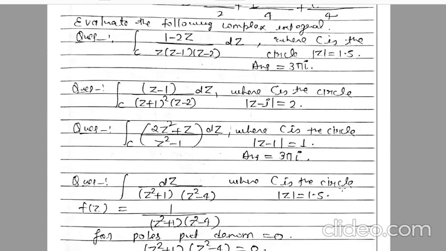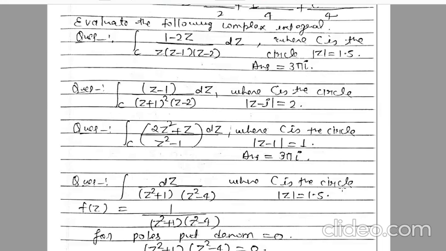Actually, I have already provided answers here, so you can check whether your solution is correct or not. The first question is: evaluate the following complex integral, right? The first question is the integral of (1 minus 2z) upon (z minus 1)(z minus 2) dz. So you will calculate your integral value. That means these questions will be solved by Cauchy residue theorem. Now f(z) will be (1 minus 2z) upon (z minus 1)(z minus 2).